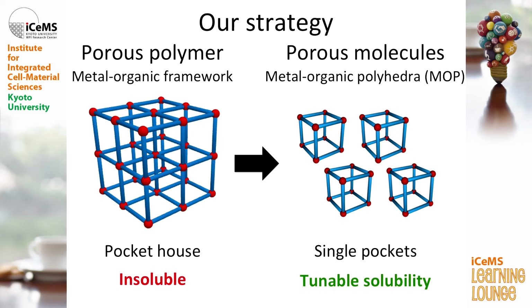So our strategy, concretely, is not to develop porous polymers, but to develop porous molecules. They're called metal organic polyhedra. They're also built up from organic and metallic parts, but they exist as single molecules, in other words, single pockets. So this allows you to still maintain this nanopore size, but you can also make them soluble if you tune their composition a bit.